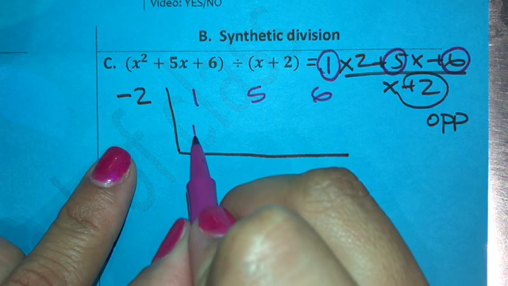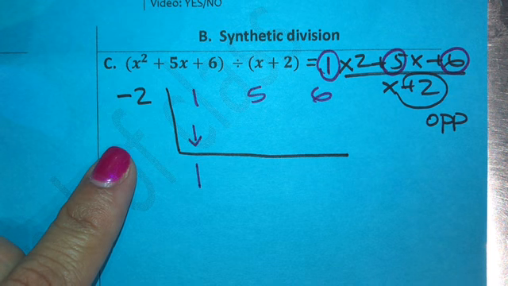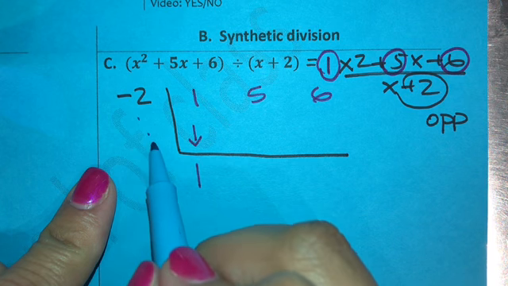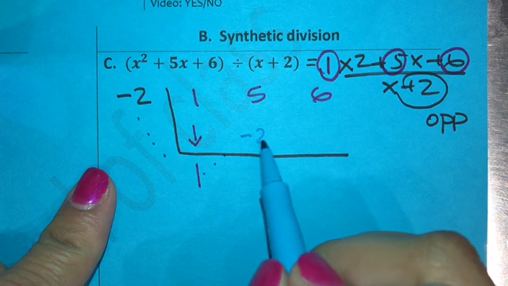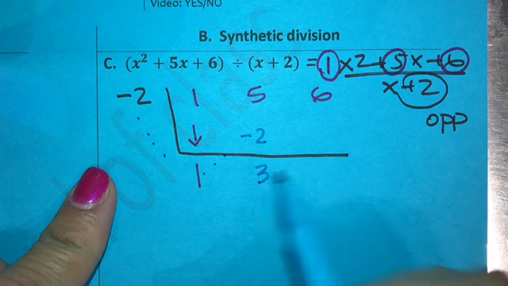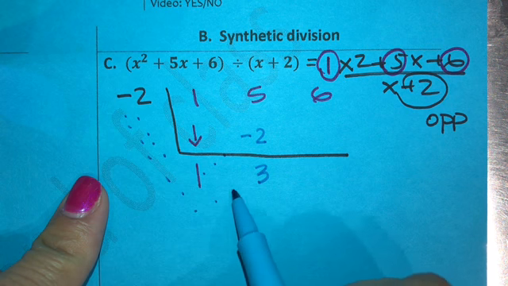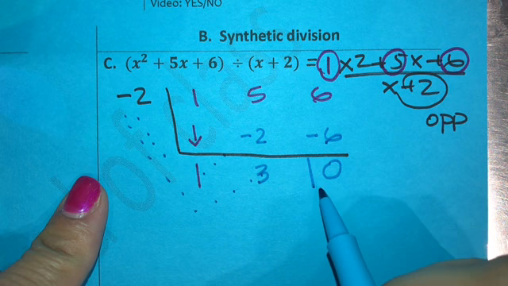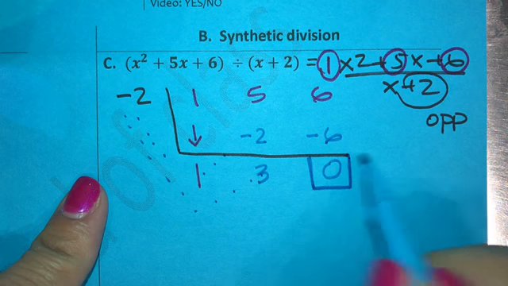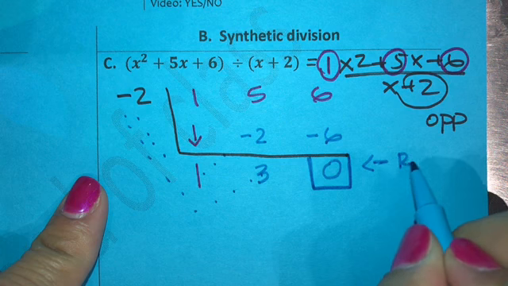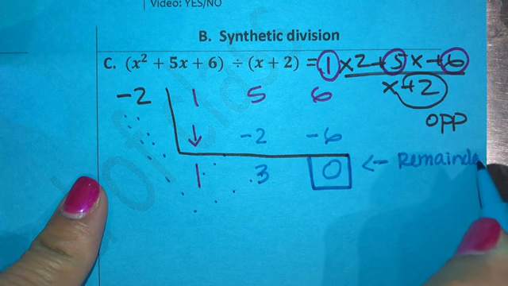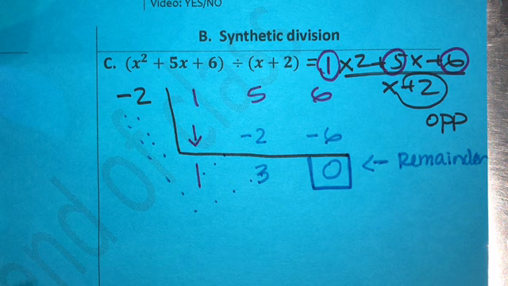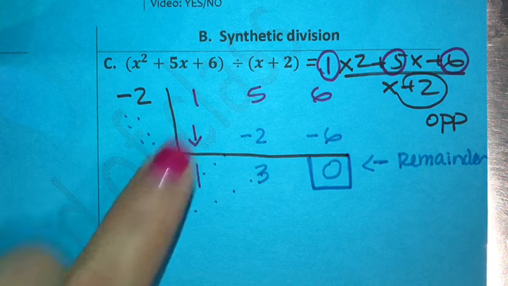So the first step is to bring down the 1, and then you're going to say negative 2 times 1 is going to give me negative 2. You're going to find the sum and then get 3. Negative 2 times 3 is negative 6. Find the sum and you get 0. So what you want to do is kind of put like a box around this, and we're going to call this the remainder. So now that I've established my remainder, we need to make the polynomial. So this itself is synthetic division.